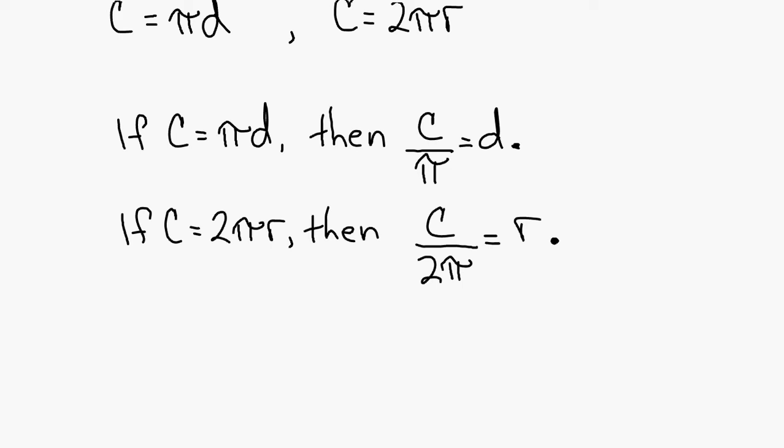Let's turn the page. We're on the top of page 700, example 5. Find the diameter and radius of a circle to the nearest hundredth if the circumference is 106.4. So we are going to find D and R when circumference is 106.4.